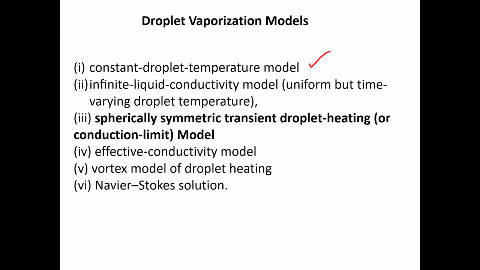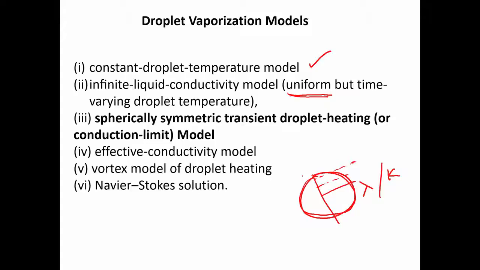There can also be an infinite liquid conductivity model. If this is the droplet, the temperature within the droplet is uniform spatially. However, this temperature might actually vary with time; it will go up with time. That is the infinite liquid conductivity model. In essence, it means that lambda or k, whatever you use to represent the liquid conductivity, is very high. This is akin to the lumped capacitance model that you have learnt in your heat transfer course.